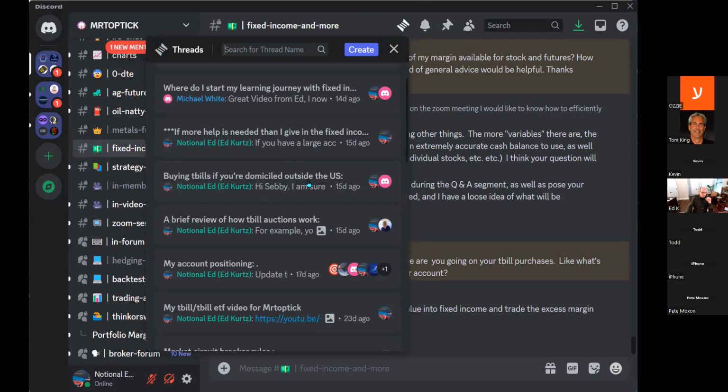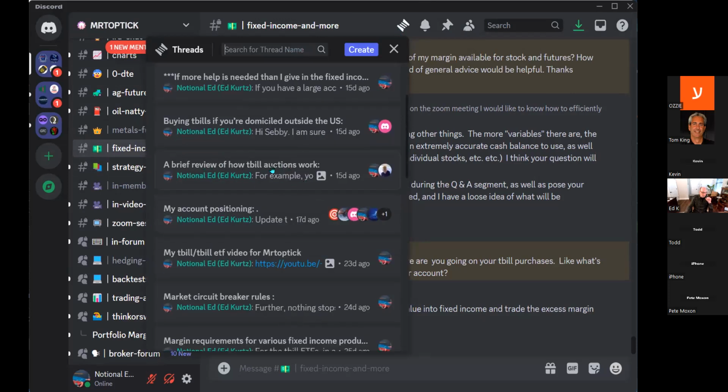Buying T-bills if you're domiciled outside the U.S. A brief review of how T-bill options work. Again, very much covered in the first section. Got a little bit of my account positioning. I don't think it's really updated, but I've given some of my T-bill ladder.